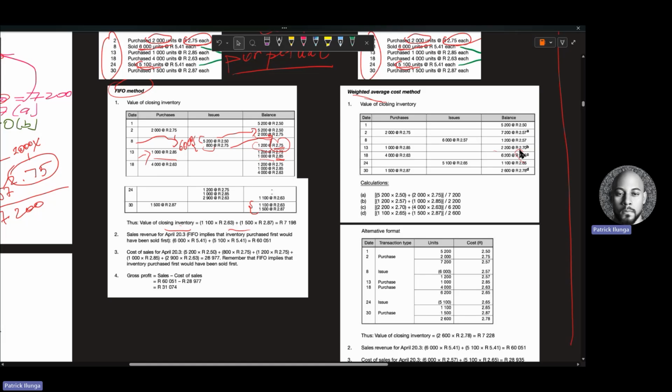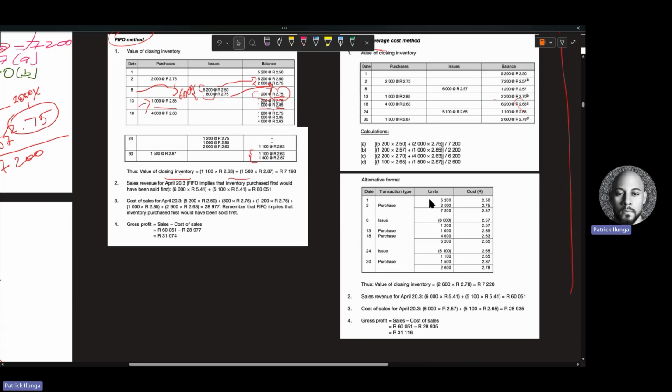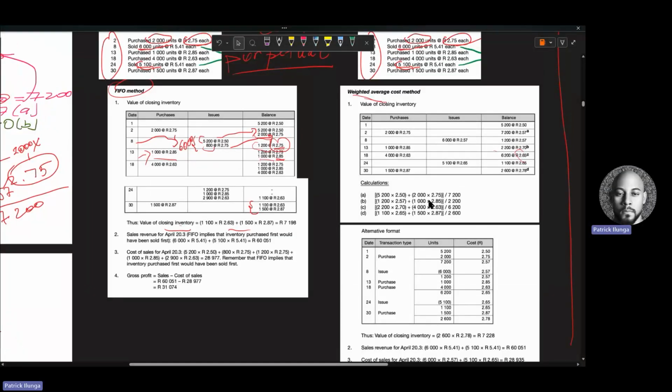The point would be, every time there is a new purchase, look at the days, how many purchases were made? There are purchases that were made on the 2nd, the 18th, and on the 30th. These were purchases. And you will see that you have exactly 4 averages. What does that mean? Every time there's a purchase, you work out a new average. That's basically the weighted average cost method.